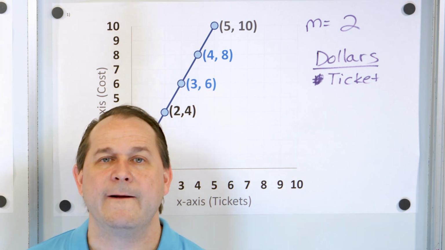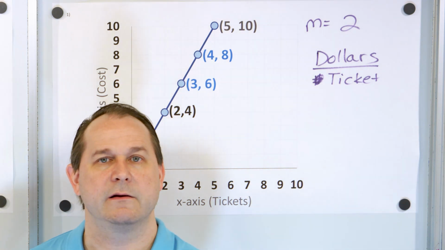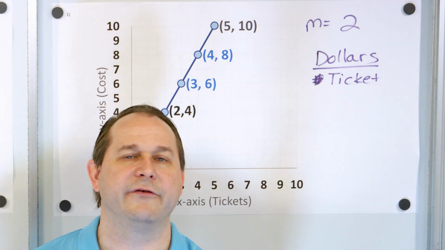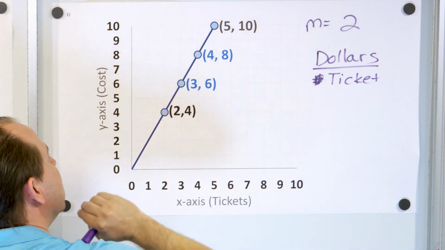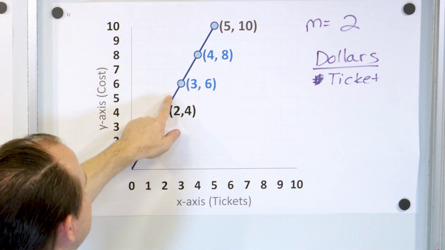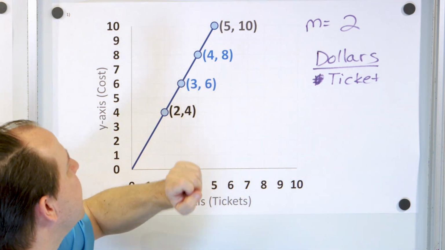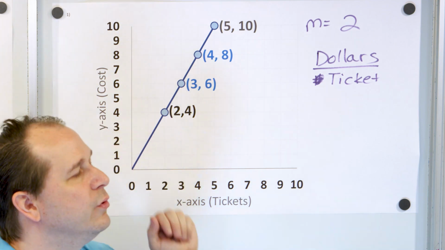Dollars per ticket, same way. First ticket, another $2. Next ticket, another $2. Next ticket, another $2, and so on. And that forms, since the slope is a constant, a nice line here. And we say that the rate of change of this thing is called the slope, and the rate of change in this case is $2 per ticket.